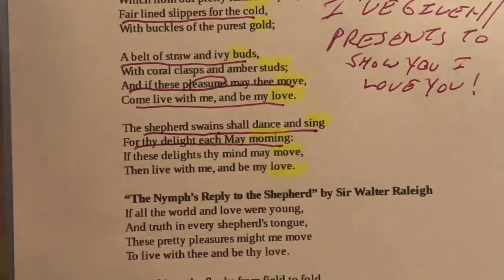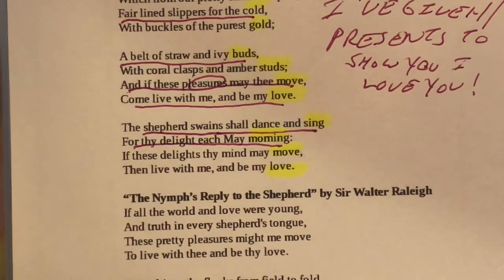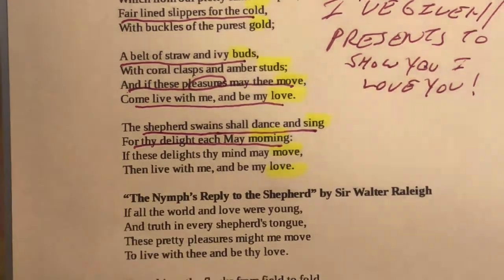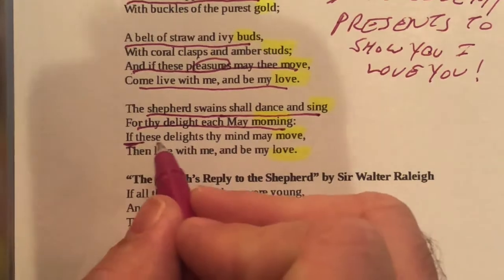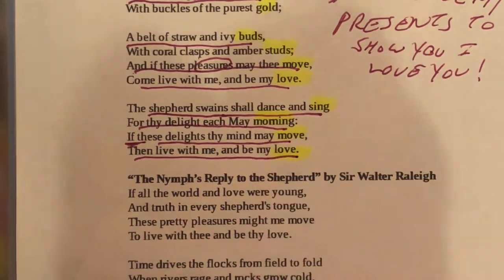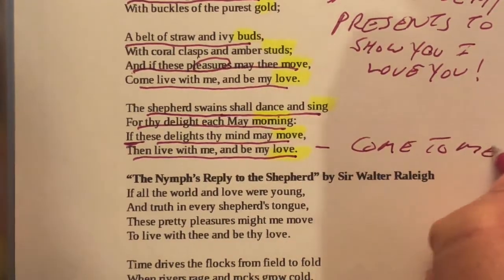It's almost like the 12 days of Christmas. We got the lords a leaping, we've got the pipers piping. Here we have the shepherd swains singing and dancing every morning, just because I love you so much. They're going to be so happy about our love, they're going to dance for you. If these delights thy mind may move, then live with me and be my love. Come to me. Come to me.